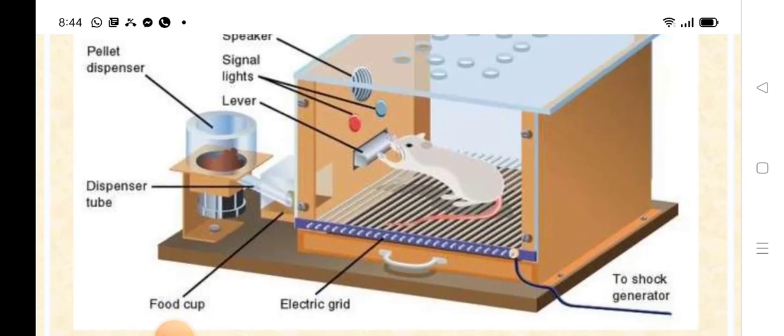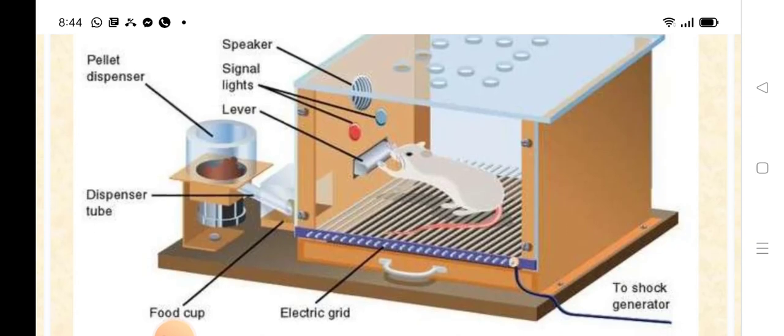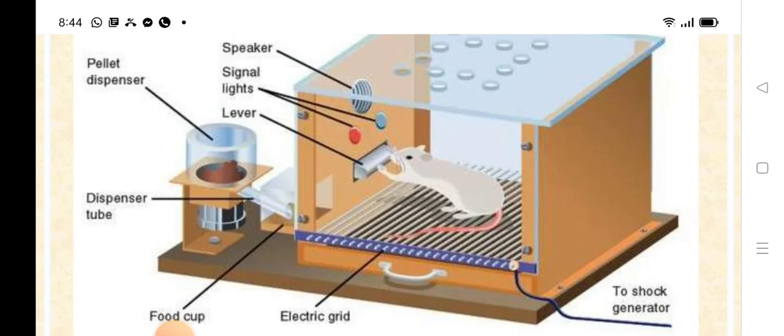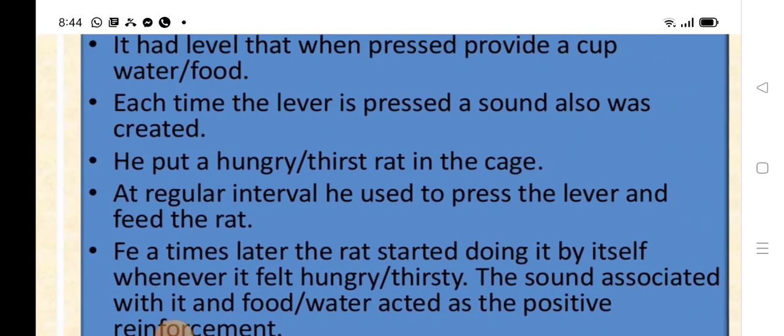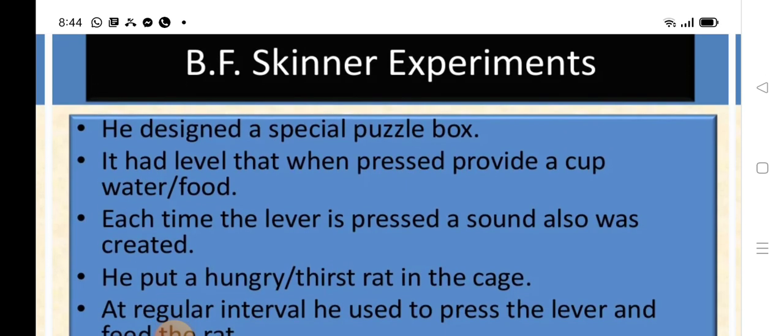So I'm having an experiment with this mouse, and I will send you the video of this experiment. As you see, whenever this little mouse presses the button, we have signal lights. Let's see together. I'm having B.F. Skinner's experiments. He designed a special puzzle box. This puzzle box was for the rat or the mouse. It had a lever that when pressed provided a cup of water or food. Each time the lever is pressed, a sound was also created.